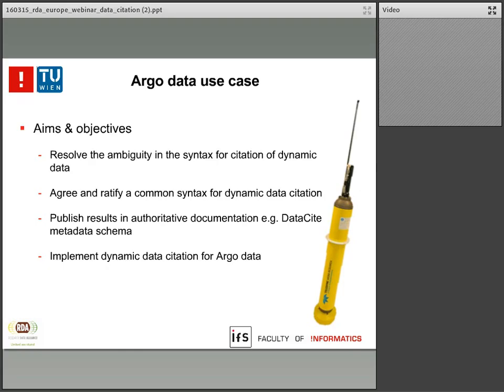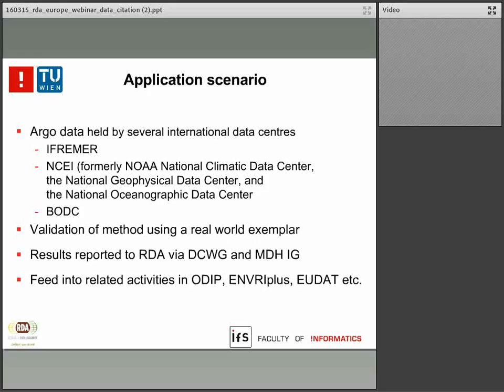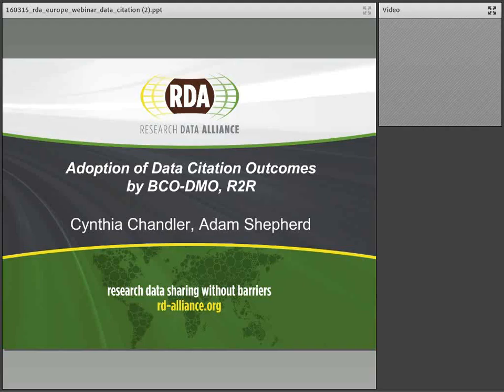What will happen in this use case, apart from supporting the citation, is to also discuss with data sites specifically how the metadata schema could or should be adapted in order to support the subset identification as part of the citation metadata. And again, the idea would be to test the viability across several different data centers hosting the Argo Buoy Network data, and to feed that information back into the marine community via ODIP, EUDAT, and ENVRI Plus, where they're also a member.